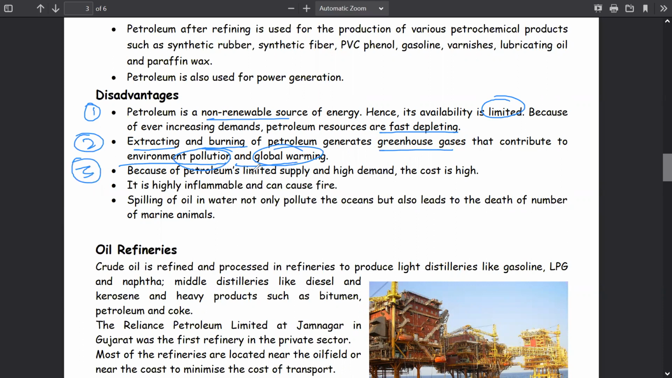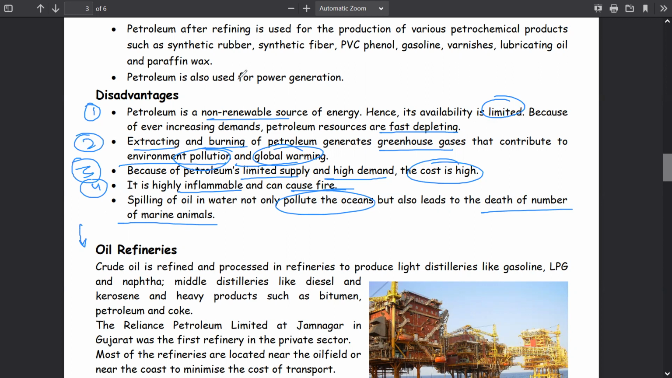The third point, because of petroleum's limited supply and high demand, the cost is high. The fourth point, it is highly inflammable and can cause fire. Spilling of oil in water can not only pollute the oceans, but also leads to the death of number of marine animals. Okay, now let's look at oil refineries.